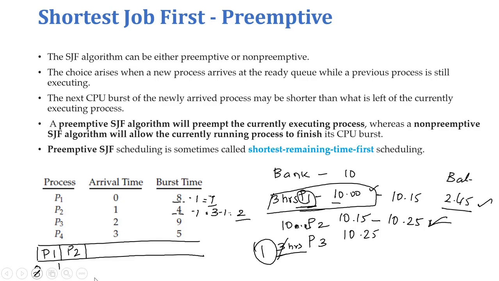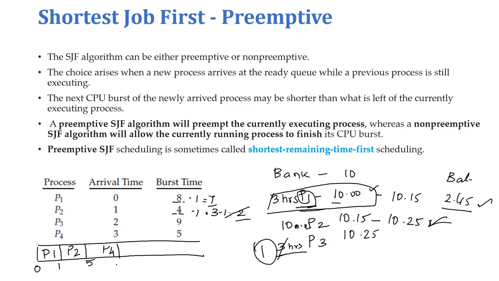Okay. So now P2 completes its process at the time of 5. After P2's completion, we again need to check the remaining processes. Now the time is 5 and all the processes have arrived. So simply compare the remaining burst time to execute. P1 needs 7, P3 needs 9 and P4 needs 5. So now P4 gets a chance to execute.